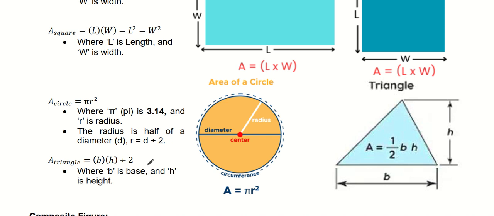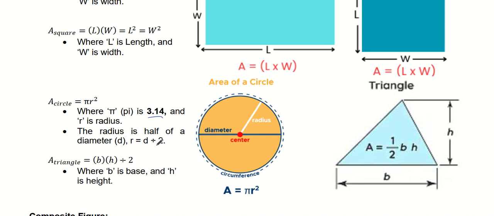But you also have to know the area of a circle. I think these are just the basic shapes that you need to know. There are other shapes, but these are the basic ones that I believe you will come across. So it's pi times r squared. And you should already know that pi will always equal 3.14.